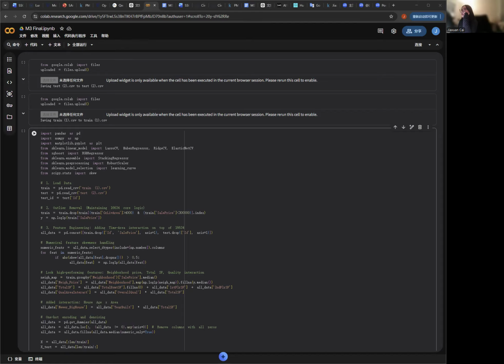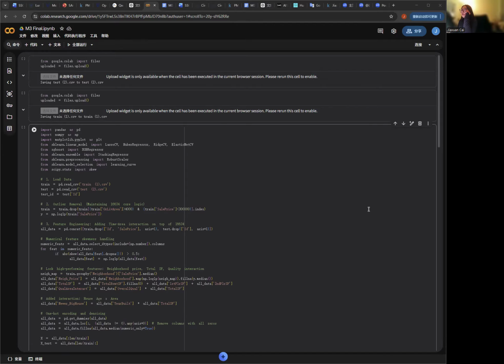We apply one-hot encoding to convert categorical variables into numerical form. We remove columns containing only zeros to reduce the dimensional noise. Then we fill missing values using the median. These steps improve model stability and reduce unnecessary complexity.